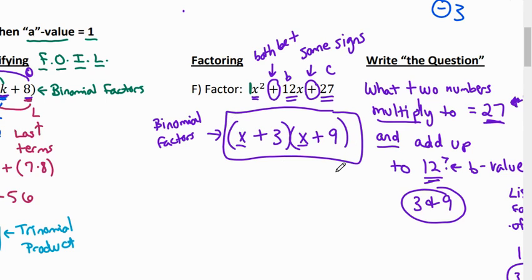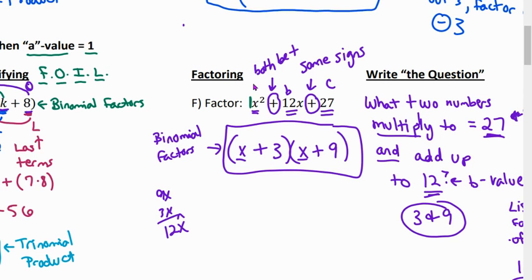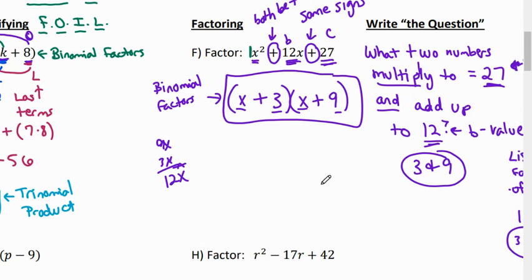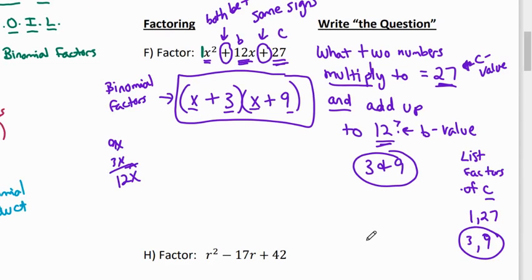So if we were to multiply this back together, it would equal what we started with, because x times x would be x squared. If we multiplied our outside terms together, we would get 9x. If we multiplied our inside terms together, we would get 3x, which adds up to that 12x that we have in the middle. And then if we multiply the last terms together, 3 times 9 gives us 27. Okay, so do you guys remember doing these? Kind of, sort of, hopefully.